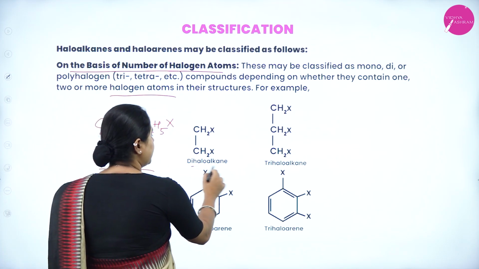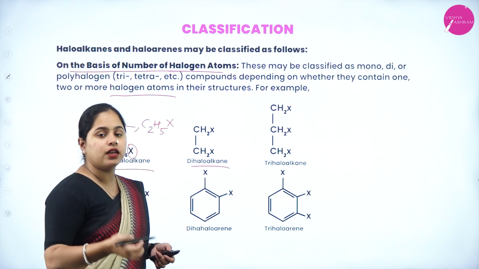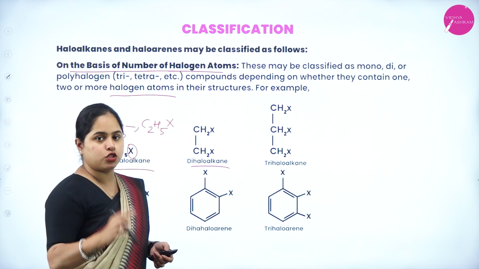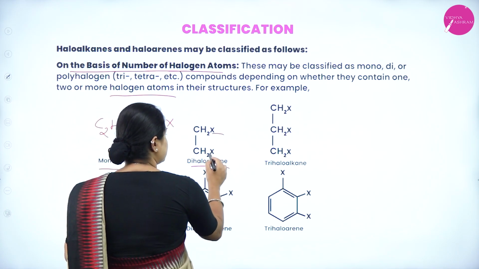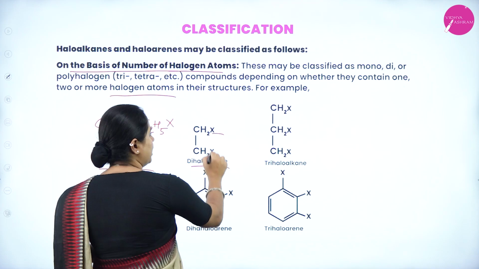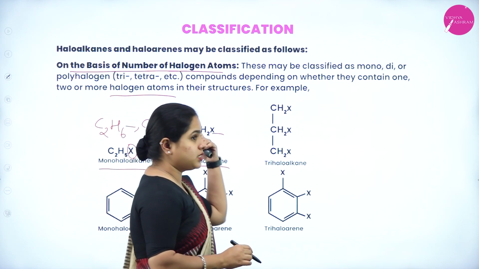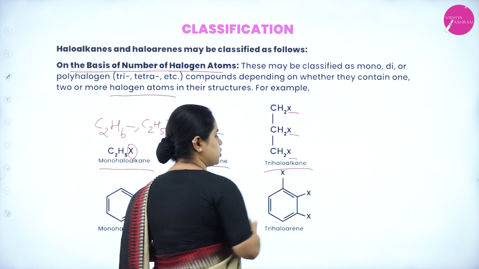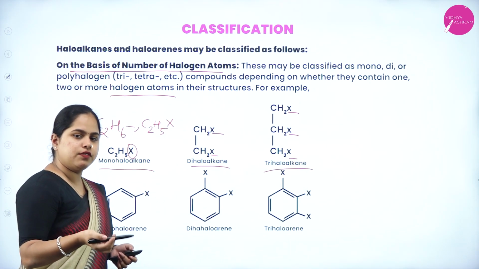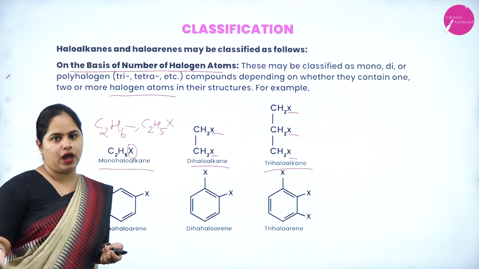Now another one is dihaloalkane. What is dihaloalkane? 2 halogen atoms will be present. 2 hydrogen atoms are replaced by 2 halogen atoms. So CH2X and CH2X, you can see here, 2 halogen atoms are present. Now if it is 3 halogen atoms, as you can see here, it is called trihaloalkane. Further, we can call it tetra, pentahaloalkane, right?